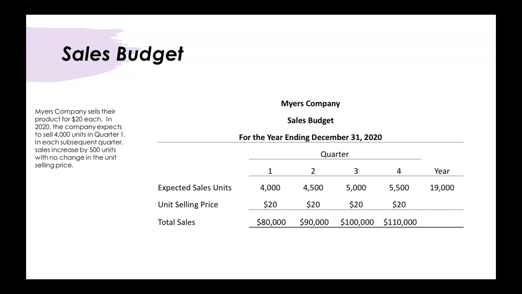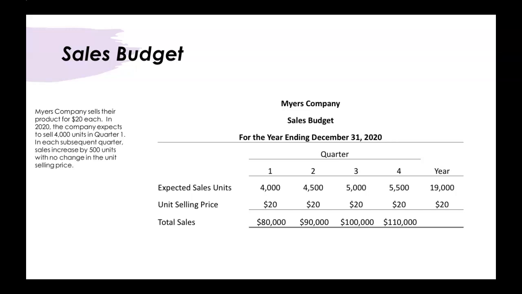Where do we get that 19,000? Well, we add up our expected sales units for each of the four quarters throughout the year. So 4,000 plus 4,500 plus 5,000 plus 5,500 gives us that 19,000 in expected unit sales for the year. Now, our unit selling price, it's still $20, right? We don't want to add up those 20s because that's just a constant throughout the entire year.